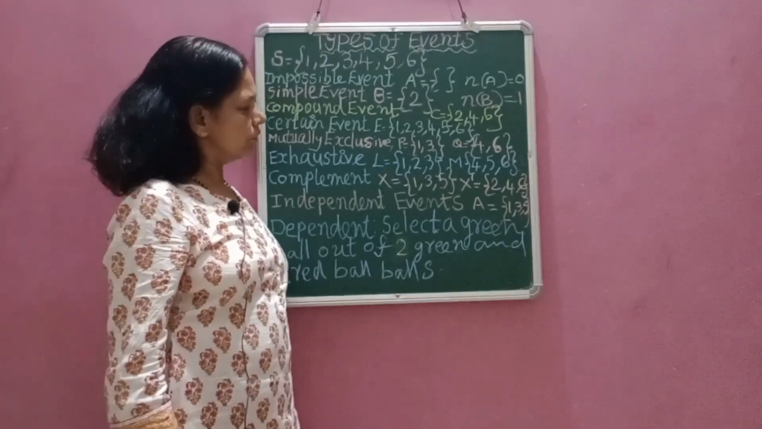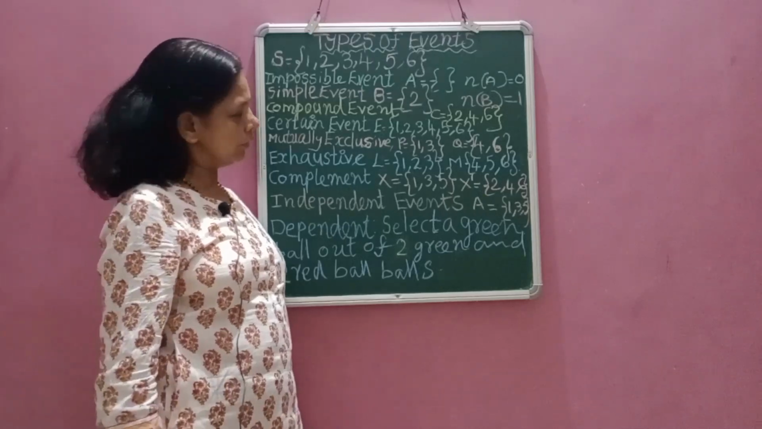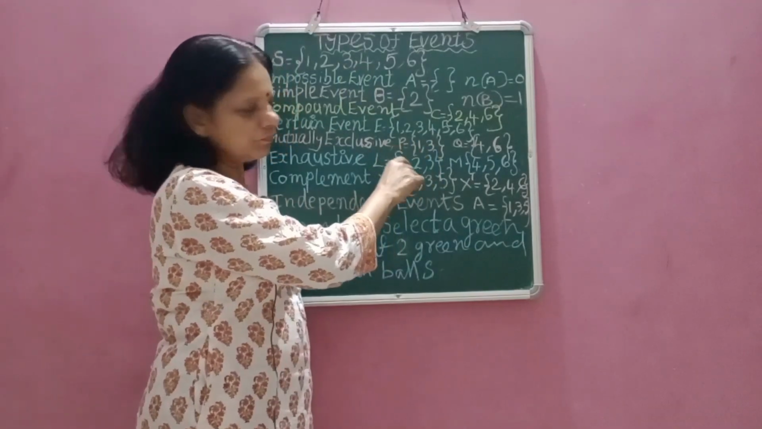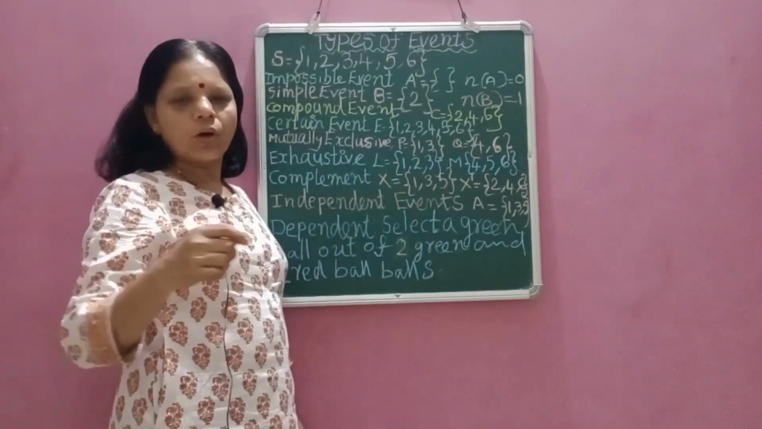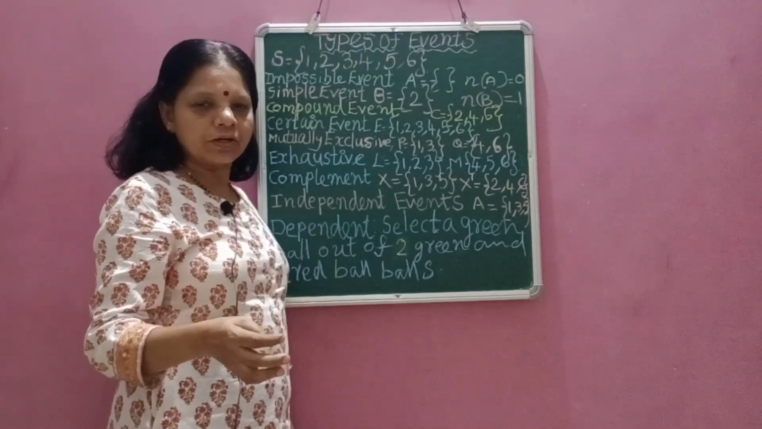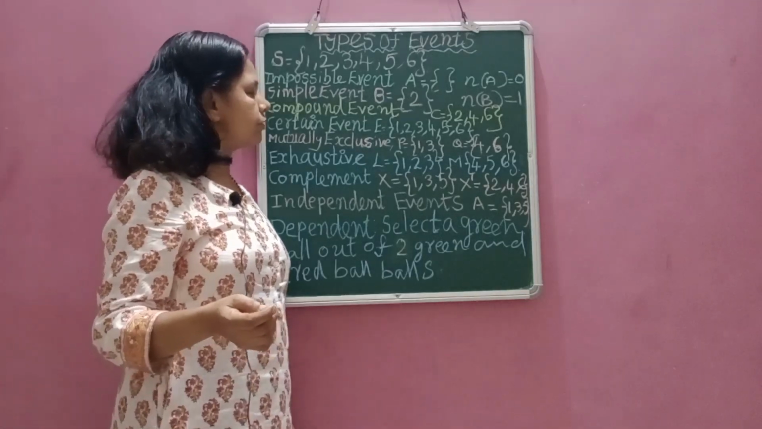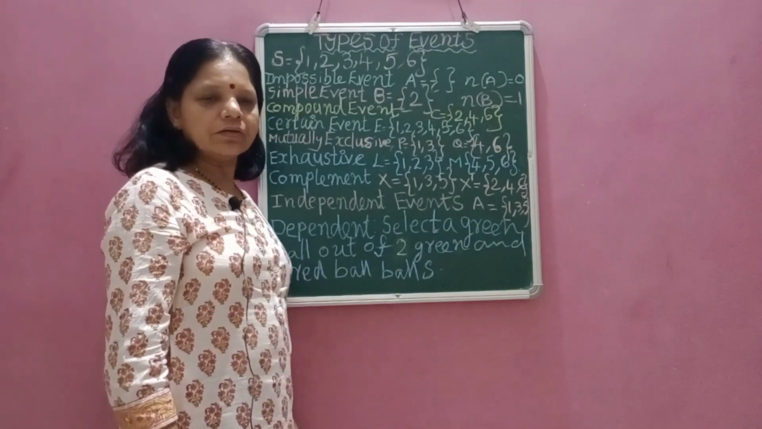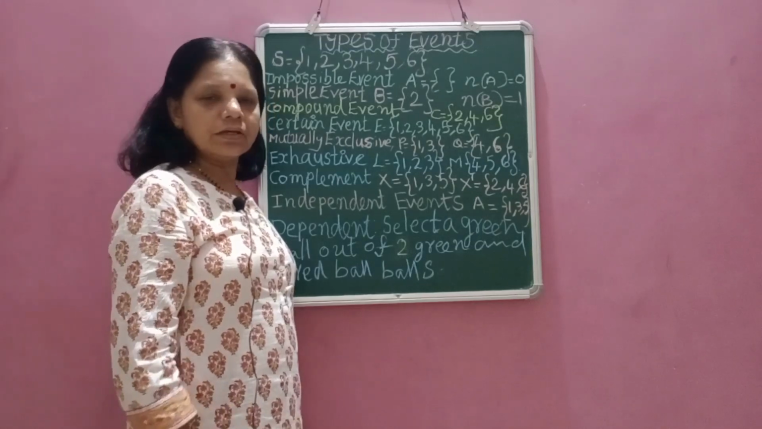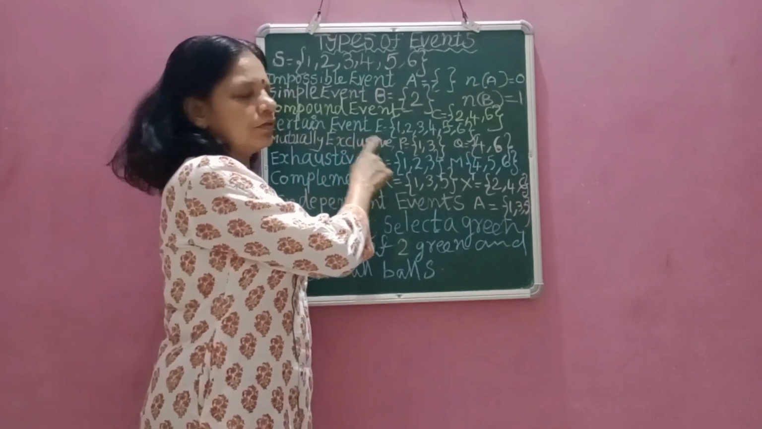Next, mutually exclusive events. There are 2 events which are mutually exclusive. See this example with respect to the same sample space. P equal to 1, 3. Q equal to 4, 6. Observe the sample points in both the sets. They are totally different. So, what is the definition for mutually exclusive events? When 2 events do not contain any common sample point, then they are called mutually exclusive.